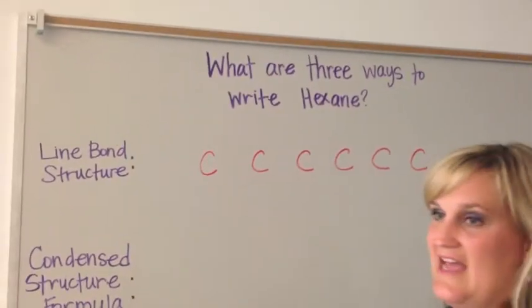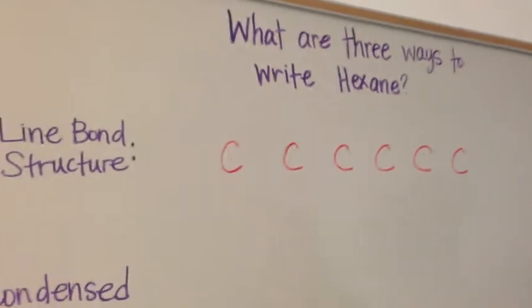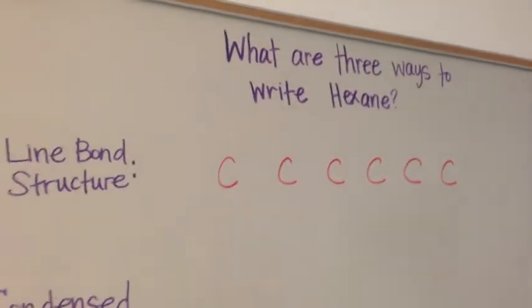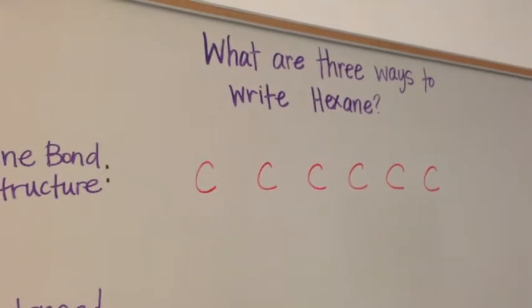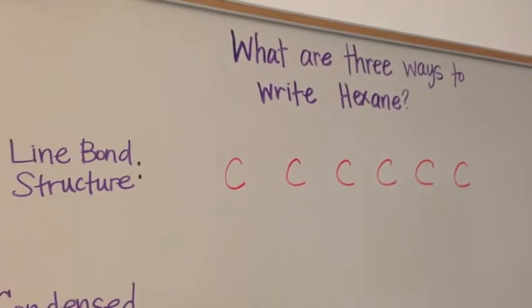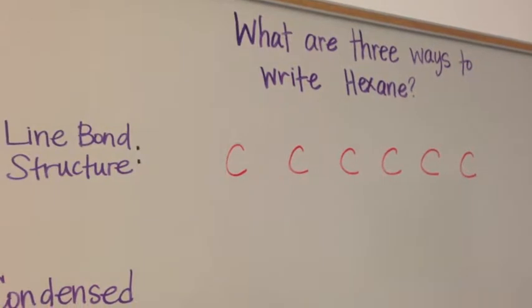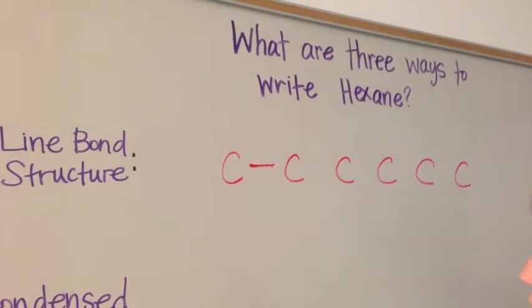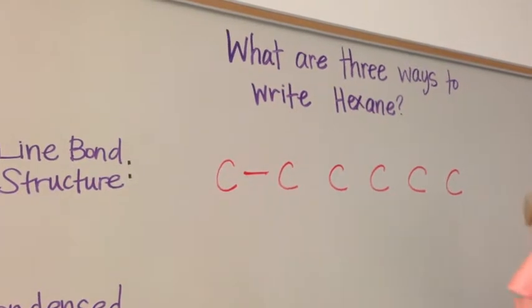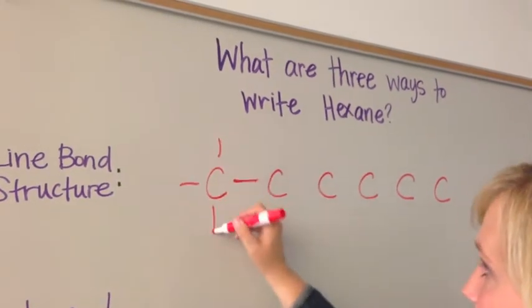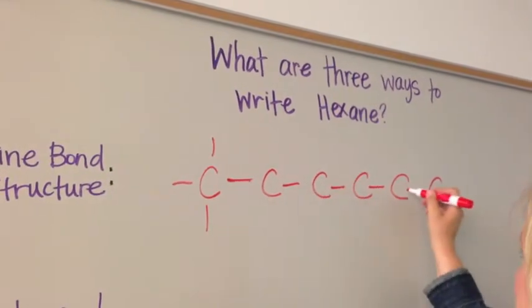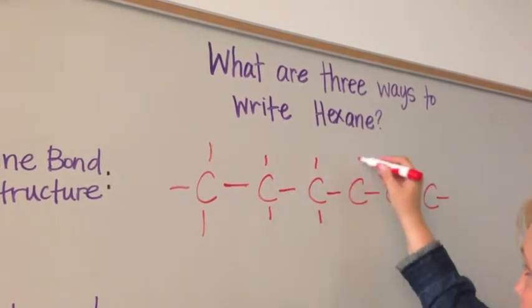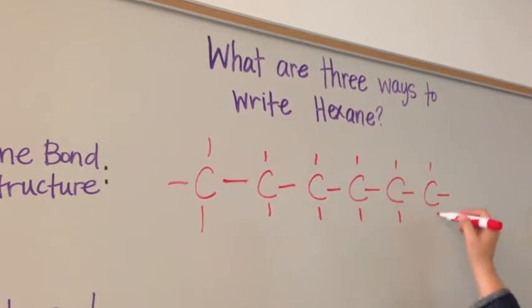The carbons need to have 4 covalent bonds, and it needs to fulfill the octet rule. In order to fulfill the octet rule, which again is to share or lose or gain electrons, we're going to show the sharing of these electrons by drawing a line. And in a line bond structure, it needs to show the bonds to the hydrocarbons.